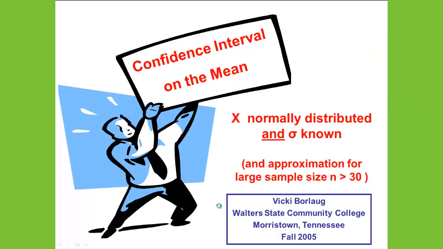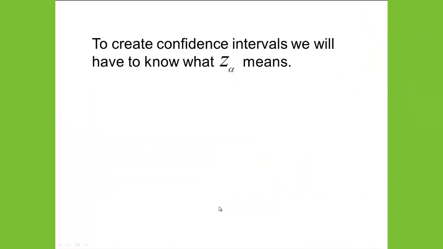I feel like I've been nagging students about notation, so I'll just have to nag some more. To create confidence intervals, the first part of our notation will be to understand and to know what Z sub alpha means. Notice the way I read that, Z sub alpha.